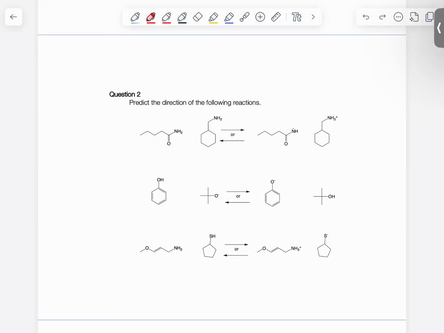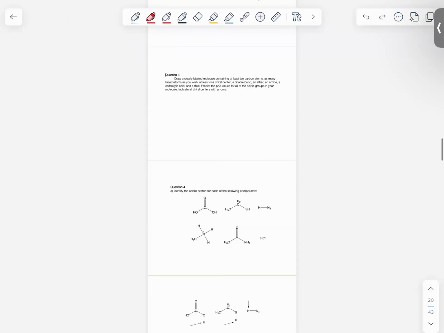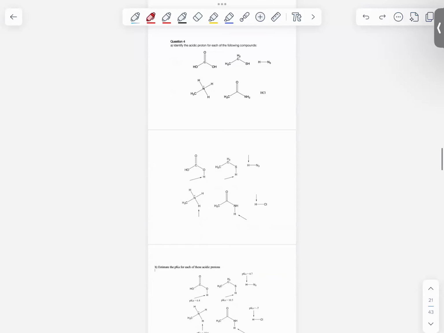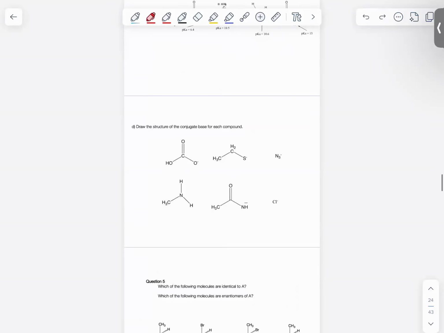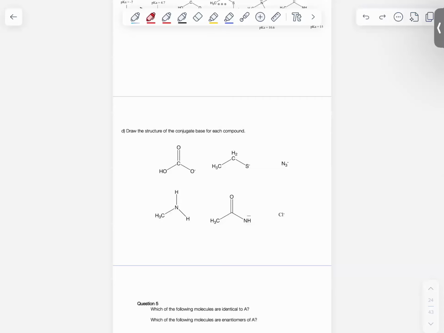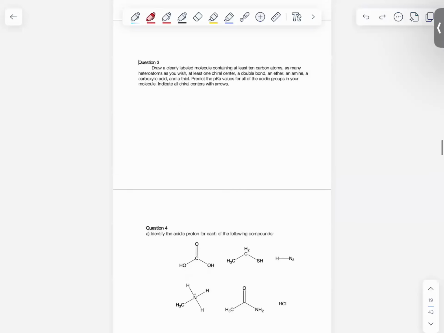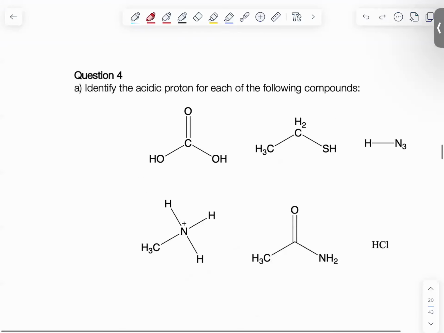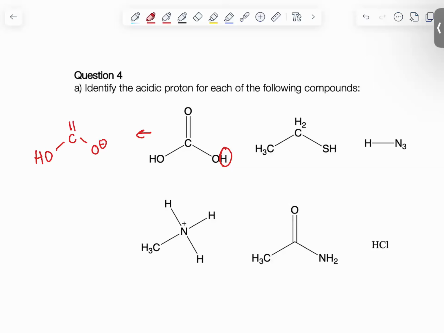Other questions? Yes. The conjugate base is just losing your acidic proton. So if we look at the actual structures, once you identify an acidic proton, your conjugate base is that same structure, just without that proton. There are no dumb questions. Your pKa table.